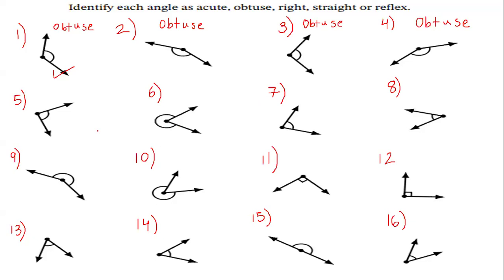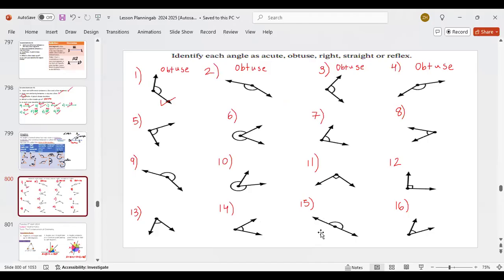Acute. Obtuse. I put obtuse. I put acute. That's actually a tough one because it wants to look like a right angle. It looks like a right angle, but it doesn't have the box. So that's the problem right there.